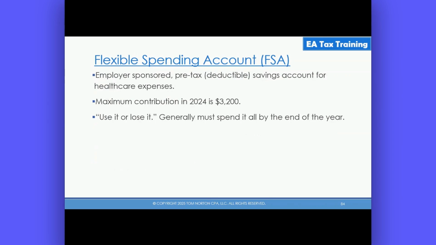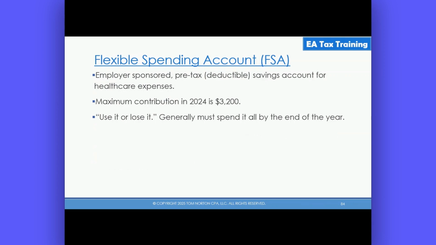The next health related account is a flexible spending account. This is an employer sponsored plan. You make pre tax contributions to this FSA account. The maximum amount of the contribution in 2024 is $3,200. However, this is a use it or lose it account. So if you put in the maximum $3,200 and then you only use $2,500 during the year to pay for healthcare expenses, then you just lose that extra $700, which obviously is different than the HSA where it just rolls over to the next year.